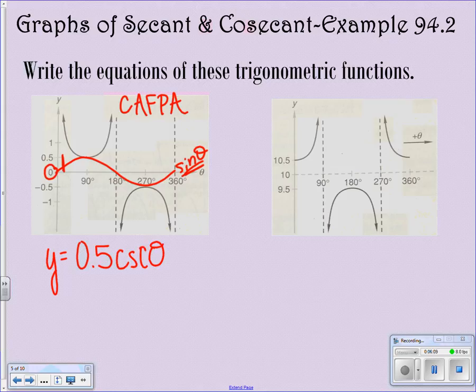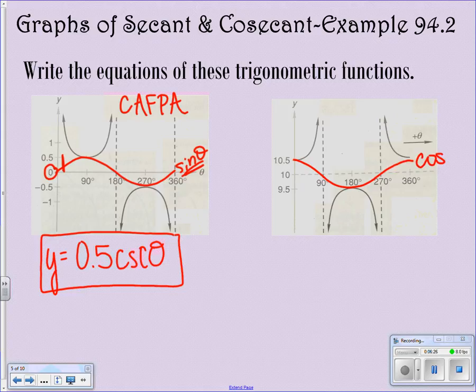We have no angle change and we have no period. So this would be your equation there. For the next one, connect your dots, and you're going to have that this is a cosine curve. And so we use our kappa. Our center line here is a 10. Our amplitude, we went up to 10.5, so we went up 0.5.